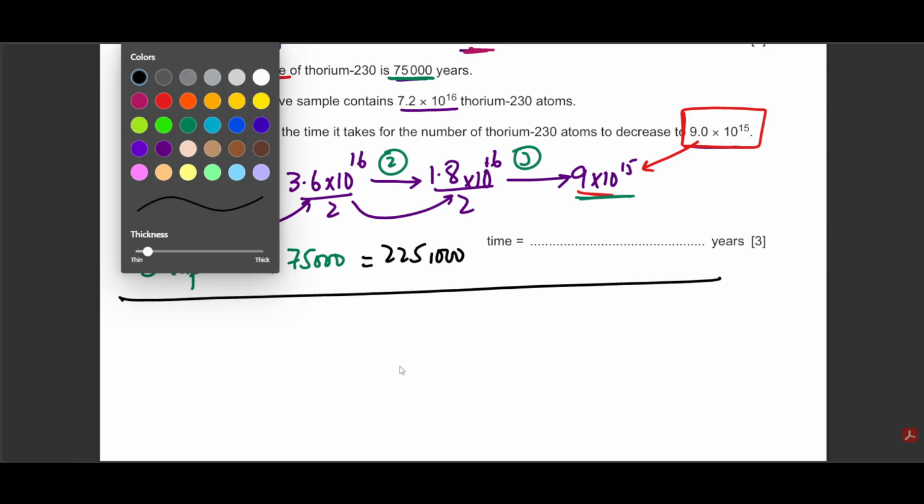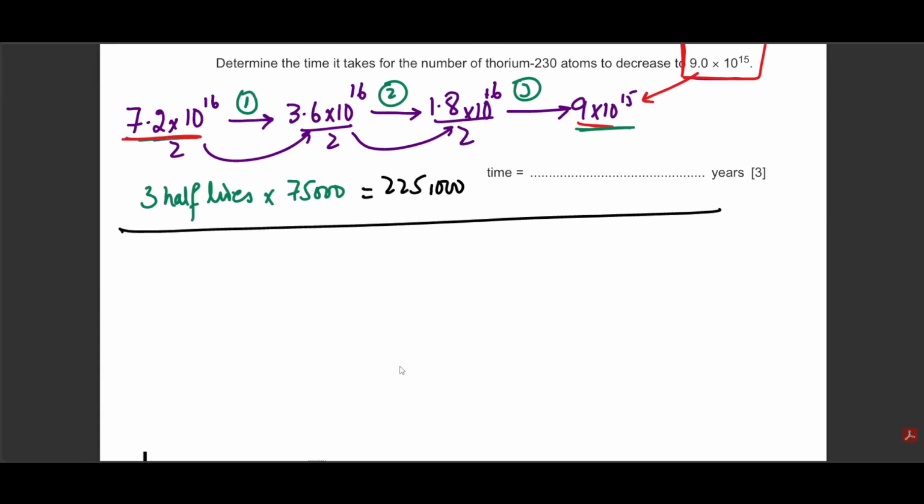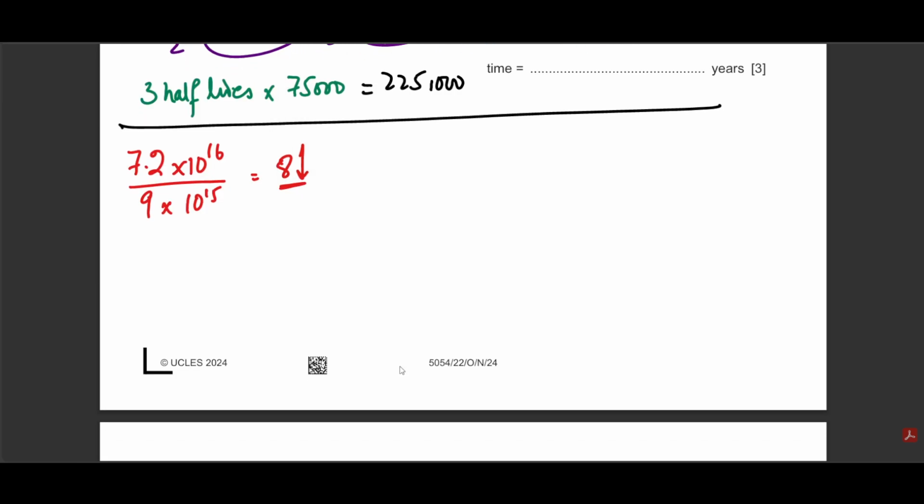The other way of doing that would be, again, more logical and more mathematical, is to take a ratio. So 7.2 into 10 raised to the power 16 divided by where are the atoms now, or how many atoms do we have today? That will be 9 into 10 raised to the power 15. This comes out at 8, which means that they have reduced 8 times. Now, when you see 8, a good student who has practiced many, many times would realize that this is actually 1 by 8, or 1/8 of the original, right?